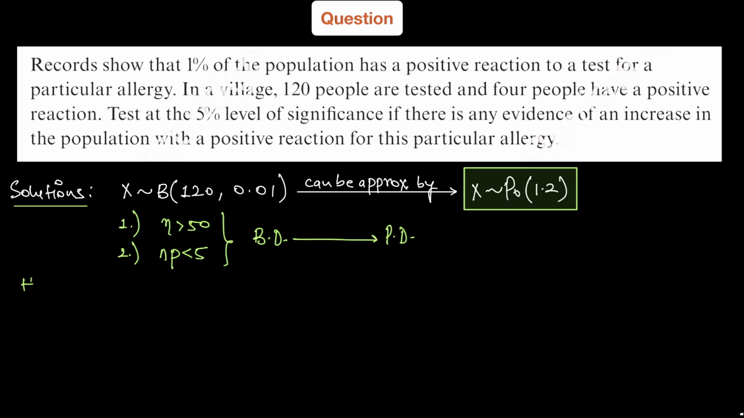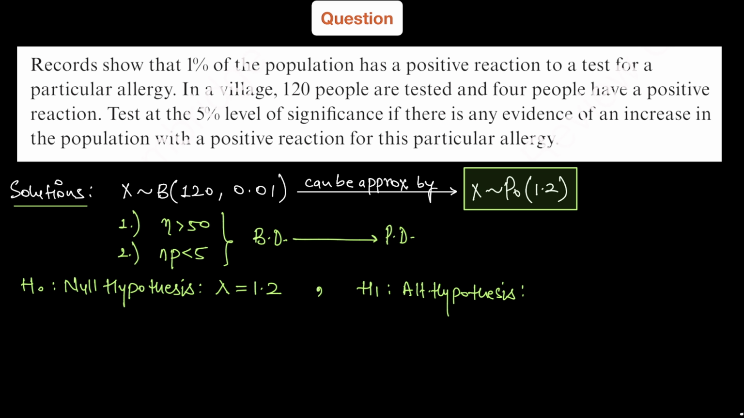Let's state the null hypothesis. It states that lambda for the given question is 1.2. And H1, that is the alternate hypothesis, states that the value of lambda is greater than 1.2. Because the question is saying any evidence which shows that there is an increase in the population with a positive reaction. So that's why we have taken the alternate hypothesis as lambda greater than 1.2.